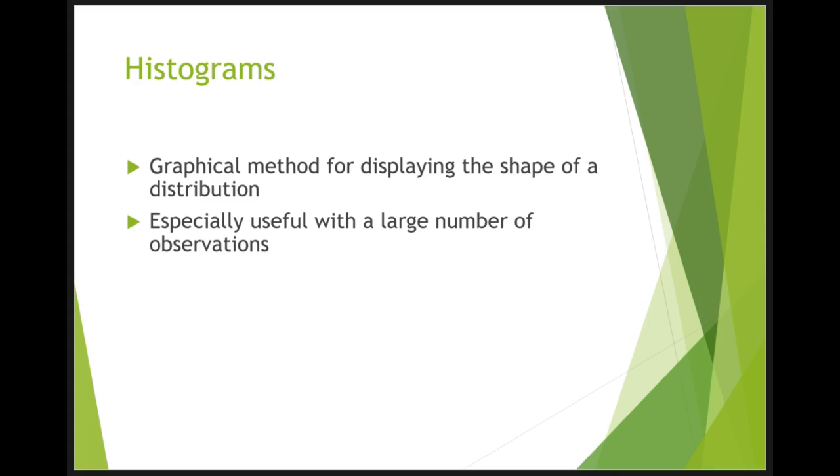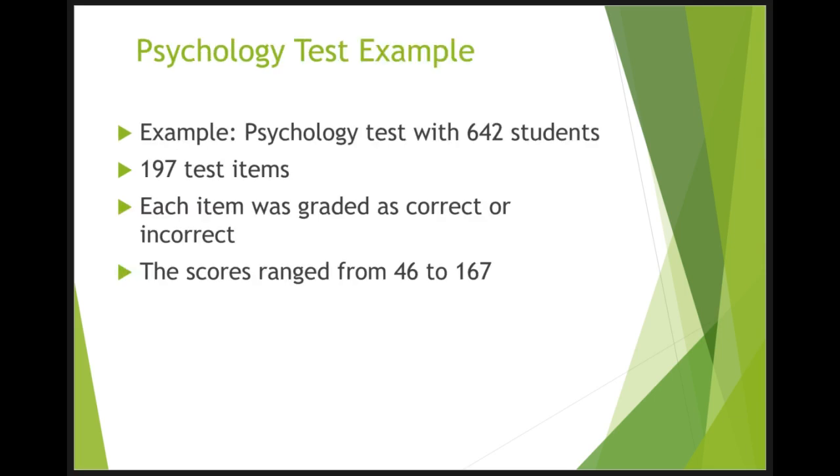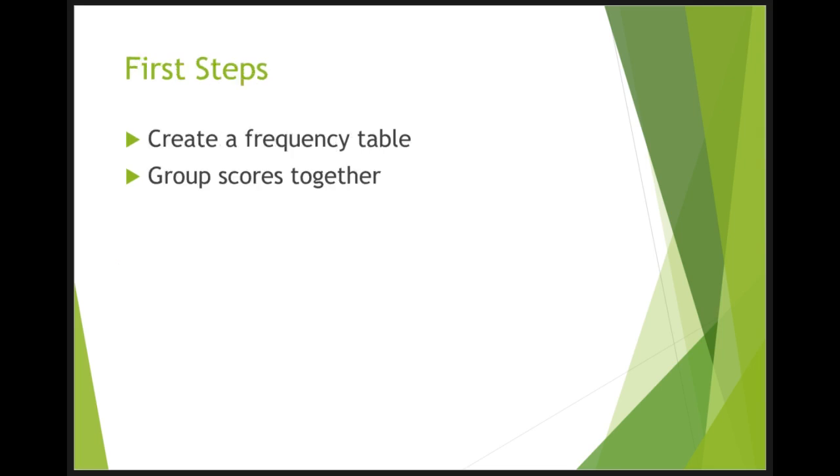A histogram is a graphical method for displaying the shape of a distribution. It is particularly useful when there are a large number of observations. To illustrate, we will create a histogram based on the scores of 642 students on a psychology test. The test consists of 197 items, each graded as correct or incorrect. The students' scores ranged from 46 to 167.